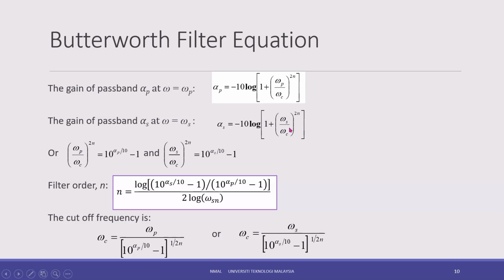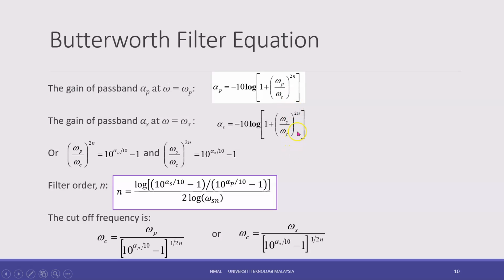There are more equations here, but you need to understand the function of each equation. For example, the first one is the gain of the pass band, alpha p. Remember, alpha p here is the gain or attenuation of the pass band. You can use both terms, whether gain or attenuation. So alpha p is given by this equation. Again, you do not have to memorize; you can just refer to the list of formulas. And the gain at the stop band, alpha s, at omega equal to omega s, is given by this formula.